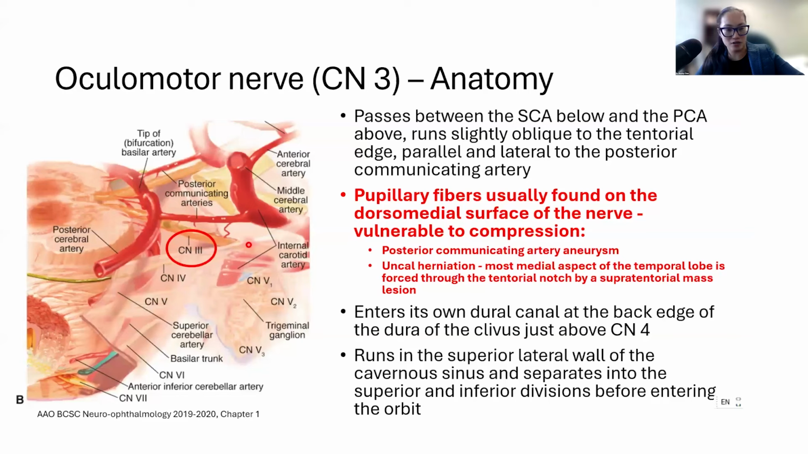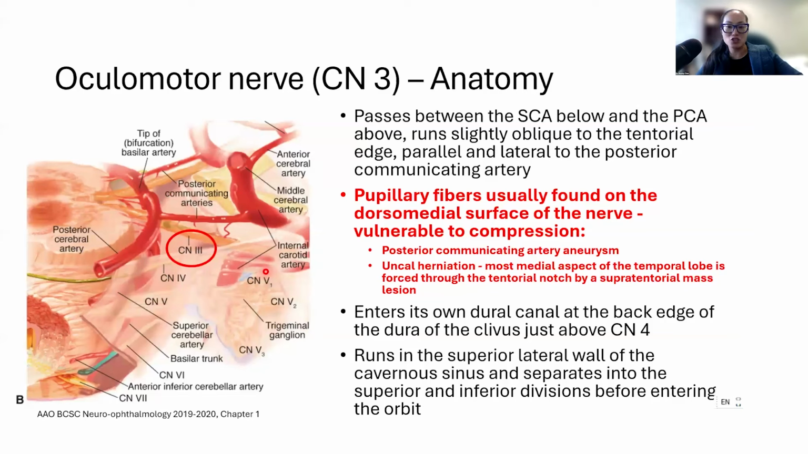What does uncal herniation mean? It means that the most medial aspect of the temporal lobe, which is not shown in this diagram because it would become too messy, gets forced through the tentorial notch to push on cranial nerve 3 because there's a mass above it, supratentorially, causing that downward pressure. This again would also cause a blown pupil because the pupillary fibers are dorsal medial in this area.